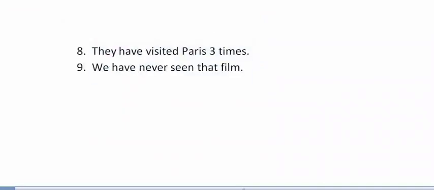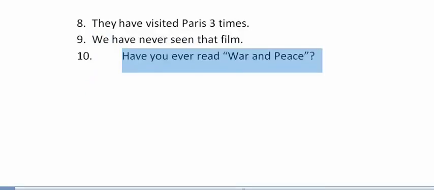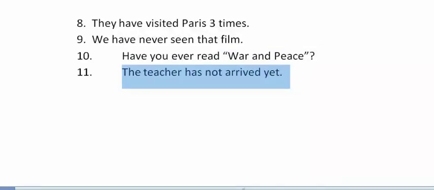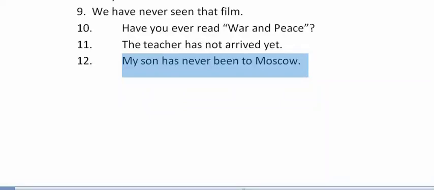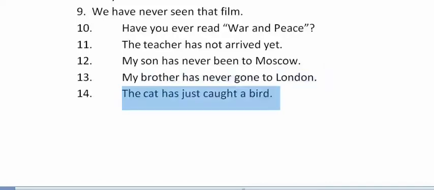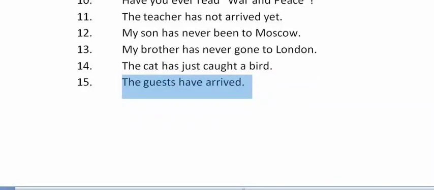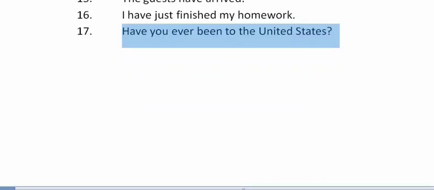They have visited Paris 3 times. We have never seen that film. Have you ever read War and Peace? The teacher has not arrived yet. My son has never been to Moscow. My brother has never gone to London. The cat has just caught a bird. The guests have arrived. I have just finished my homework. Have you ever been to the United States?